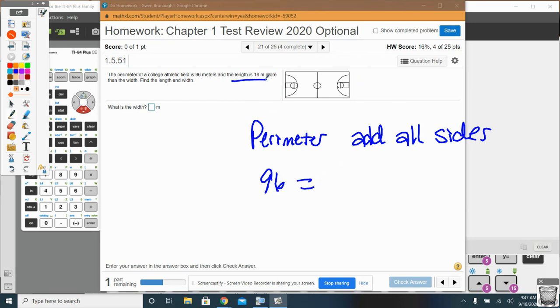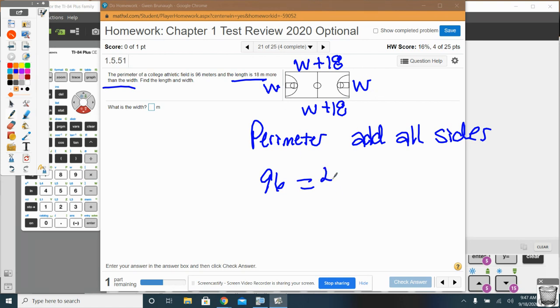All they tell me is the length is 18 more than the width. So I don't know what the width is, but I know the length is 18 more than that. More than tells me to add. I need to add all the sides, not just two sides. So I also need to know that the sides that are opposite will be equal because it's a rectangle. And that's going to be my equation that I'm going to set equal to 96.